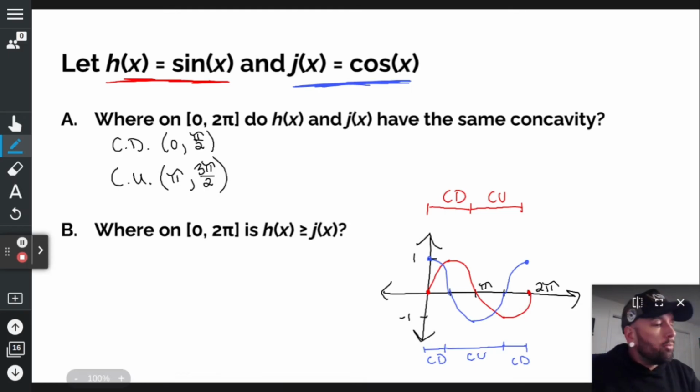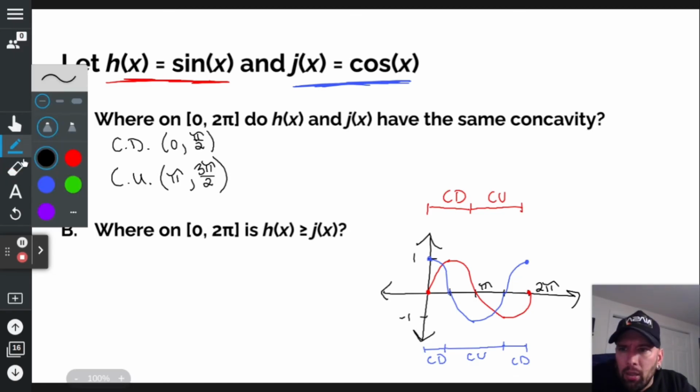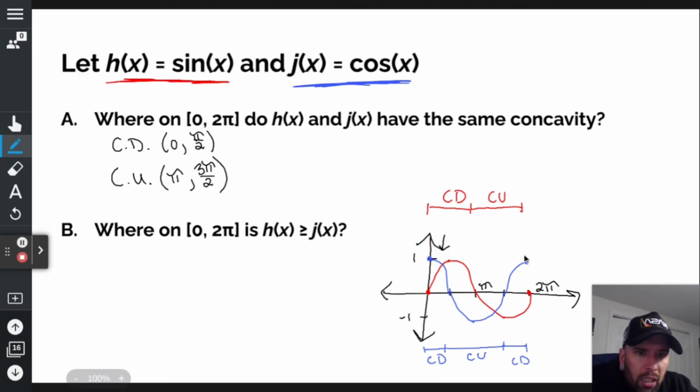So this is what I'm going to do. I'm going to take a little side. Let's look at this problem. This is a calculator problem. You can't do this without. There's no way. So it's basically going to happen where, what do I want? I want where red is greater than blue. So it happens between the intersection right here and the intersection right there. So what I need to do is find out those two intersections.